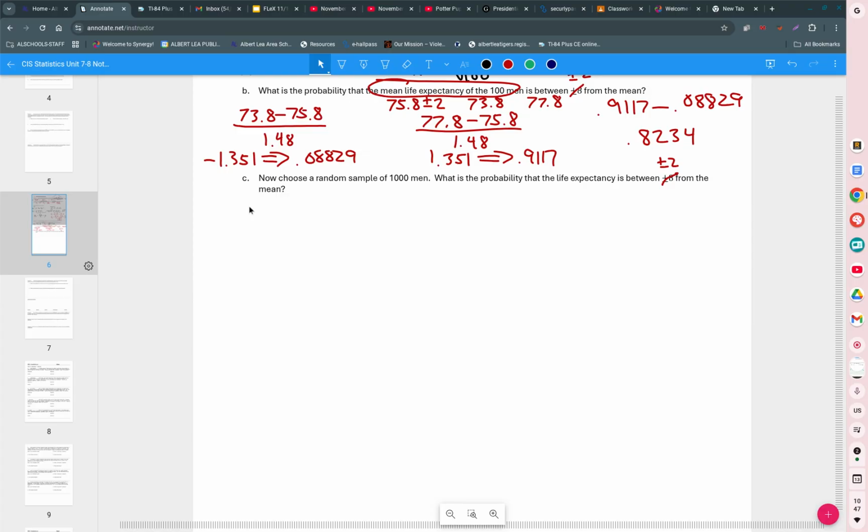But you made a guess. The star quality of taking a risk. A lot of people are afraid to do it. You guys go ahead, do the same exact procedure, except this time you're using 1,000. So the mean will stay the same, but what will change? Standard deviation. So you're going to get a new standard deviation.